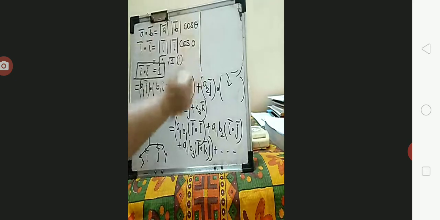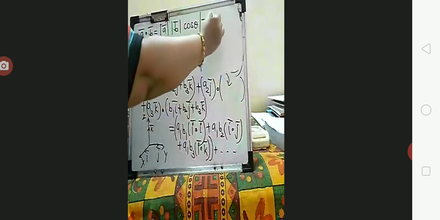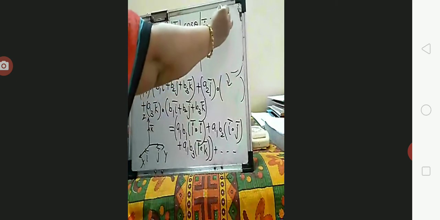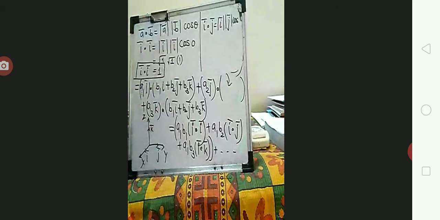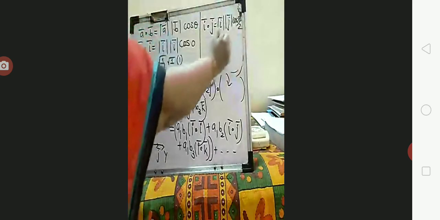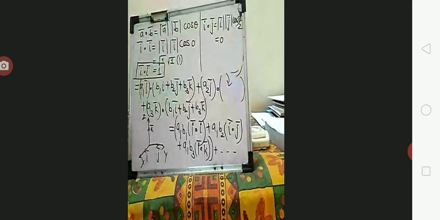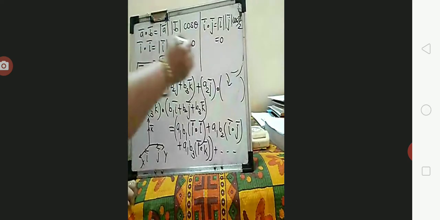Now what will be the next term? That is i bar dot j bar. So I'll get mod of i bar into mod of j bar into cos of the angle. The angle between the x and y axes is 90 degrees, so we get cos 90, and cos 90 is 0. So the entire term goes to 0. So i bar dot j bar is going to be 0.